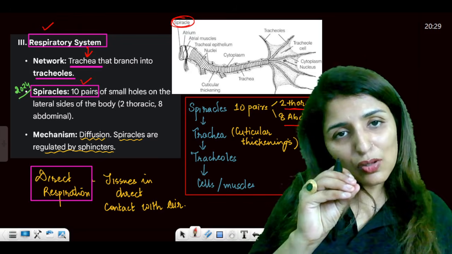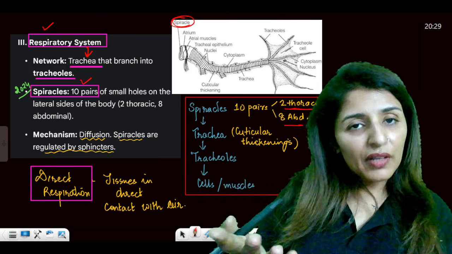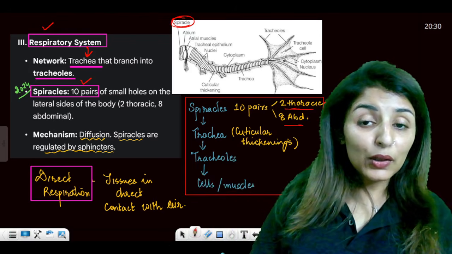These spiracles also open and close as per the need. They are not always open. Some of them are, but not always open. Otherwise, it will lead to dehydration.